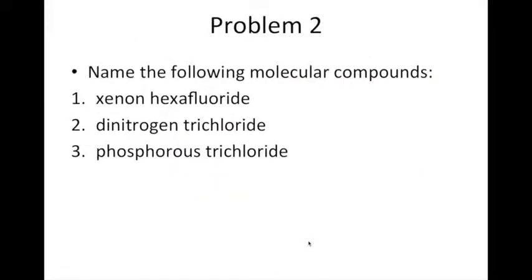So let's practice a few of these and see how you did. So our first compound is xenon hexafluoride, XeF6. Dinitrogen trichloride would be N2Cl3, and phosphorus trichloride would be PCl3. So practice some of these and be sure you're confident naming molecular compounds and recognizing them when you see them.